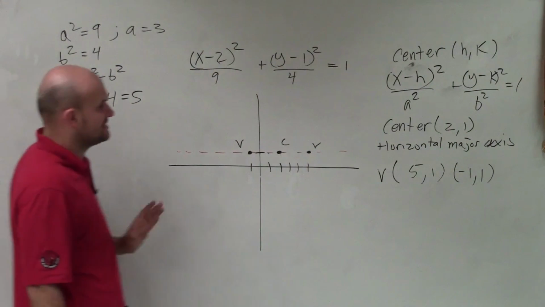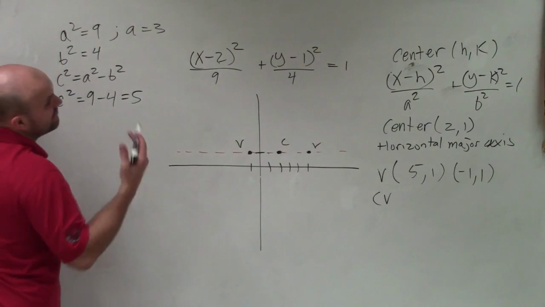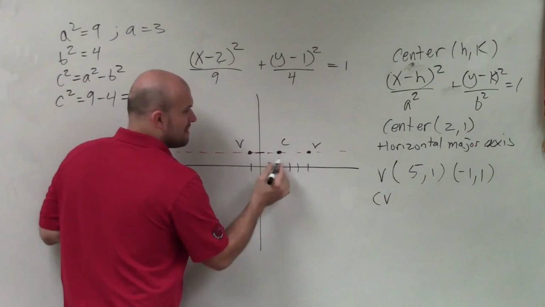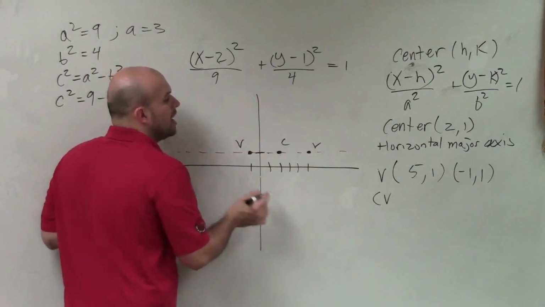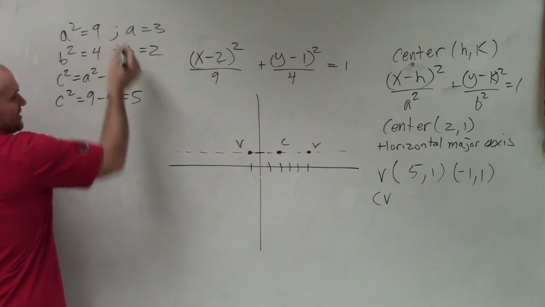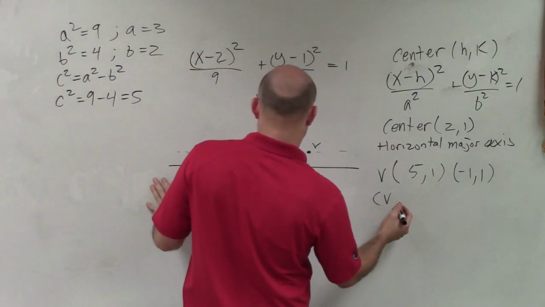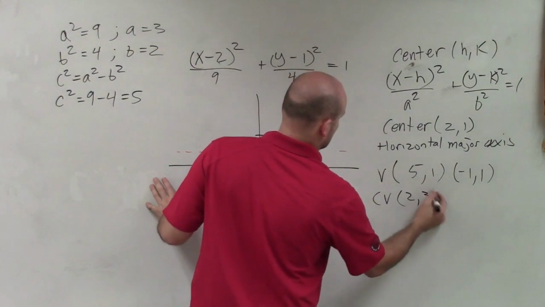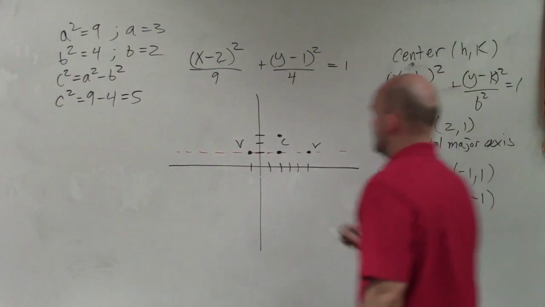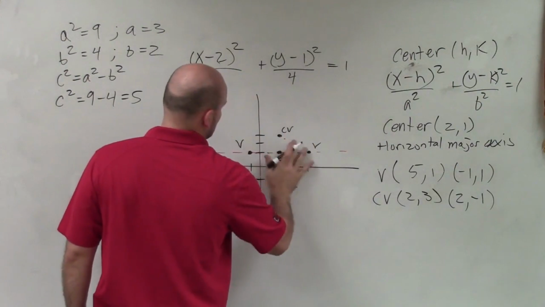The next thing we need to do is identify my co-vertices. So the co-vertices is going to be a distance of b from there. But remember, if this is the major axis, then my minor axis is going to be perpendicular. So now I'm going to be going up and down for my co-vertices. So if b squared equals 4, I can say b equals 2. So take the square root of both sides. So I'm just going to go up 2, so I can say co-vertice is at 2, 3, as well as 2, and just subtract, negative 1. So that's my co-vertice.